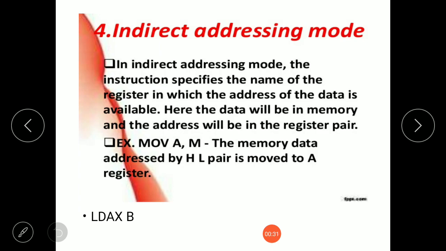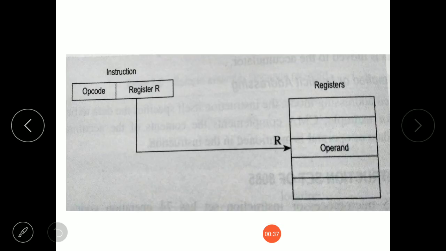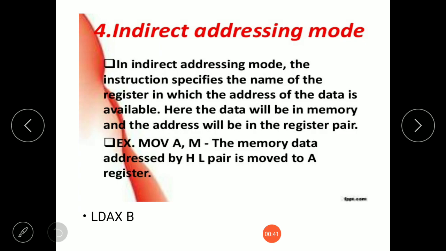I have discussed three of the addressing modes, that is immediate addressing mode, register addressing mode, and direct addressing mode. So the next addressing mode is indirect addressing mode. In this mode of addressing, the address of the operand is specified by a register pair, and the other one mentioned in the instruction is also a register. For example, LDAX B. What this instruction does, it loads the accumulator with the content of memory location pointed by BC register pair.